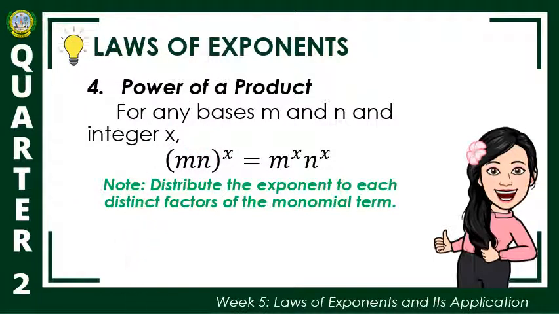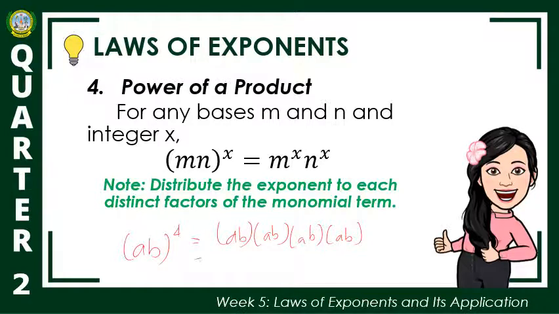Okay? So, bigyan ko kayo ng isang halimbawa dito. So, when we say, for example, AB raised to the power of 4. Di ba, ang AB raised to the power of 4, pag in-expand natin, ay AB times AB times AB times AB. And since multiplication naman po yan, di ba sa multiplication po, we can apply the associative property. Meaning, we can regroup the factors.